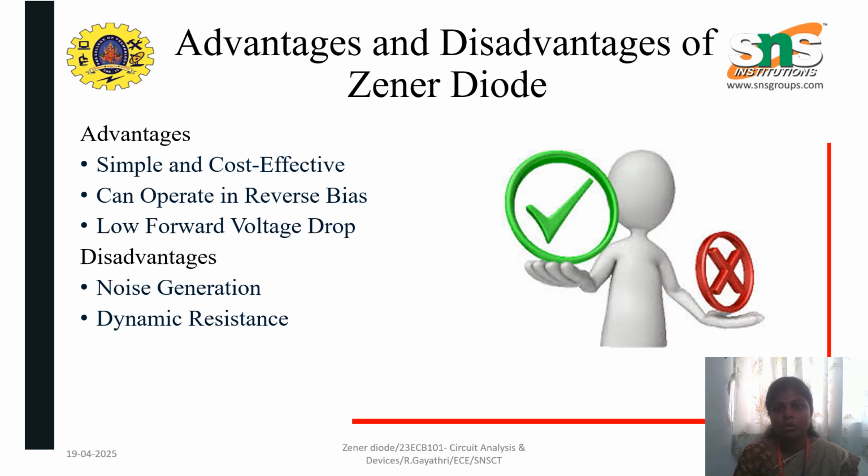Discussing the advantages and disadvantages of Zener diode, mostly the Zener diode is used in reverse bias condition. Also its forward voltage drop is very low compared to the PN junction diode, and cost wise the Zener diode is simple and cost effective. Coming to the disadvantages of Zener diode, compared to PN junction diode, it creates noise generation, and there are static resistance and dynamic resistance. The dynamic resistance is high when compared to static resistance.